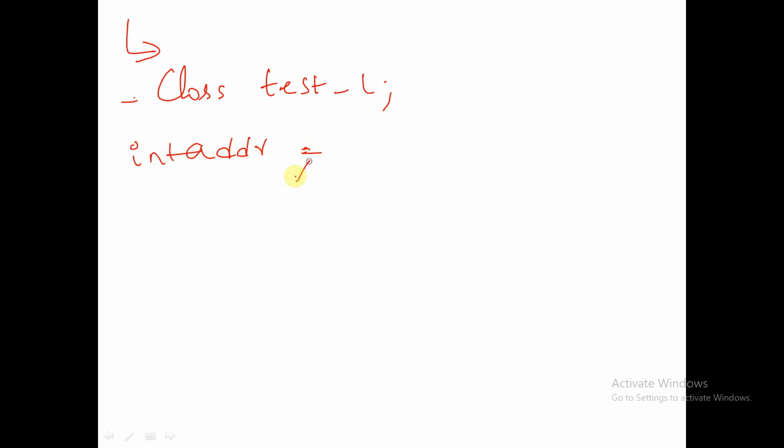Now let's see two scenarios. These are also very important scenarios, and they are asked in many interviews. So we'll create a class called test_1, and we have a property called addr, int addr, and I have a task with some random name, let's say packet.